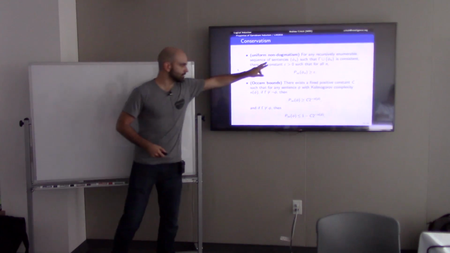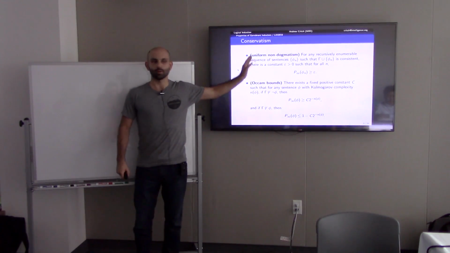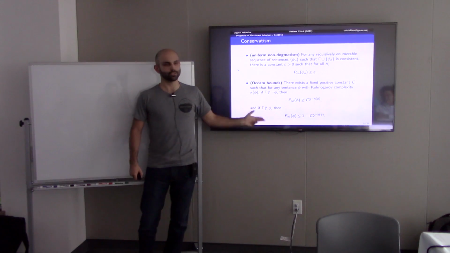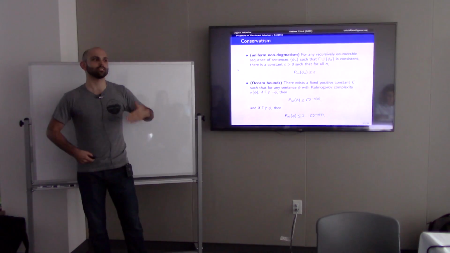And again, these are all talking about the limit. These are all talking about the probability distribution that our algorithm will converge to. We're not yet talking about what it thinks along the way.